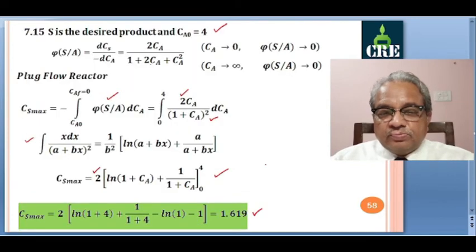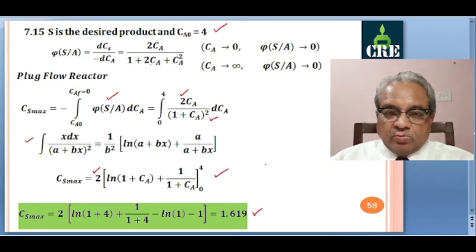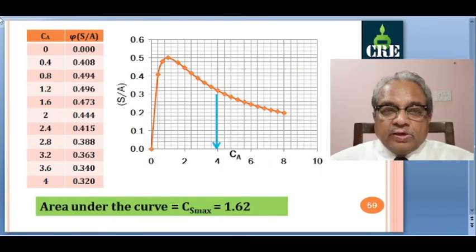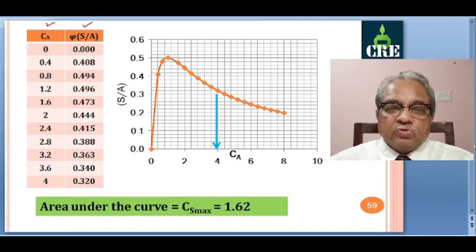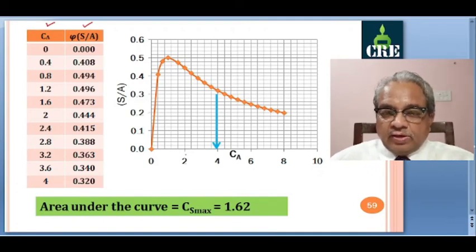Now this solution is sufficient if you are able to do it. Then you can calculate the CA and instantaneous yield in terms of phi of S by A. So this small phi is by A, from 4 to 0. So this is marked 4 to 0. So you have to count these rectangles and find out.